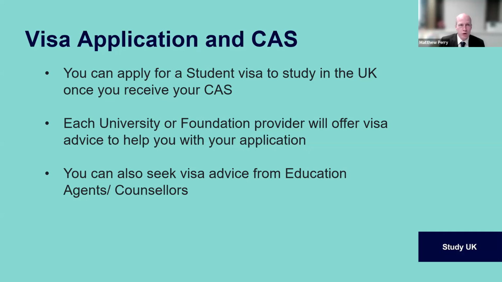So once you've got your CAS, you can then apply for your student visa. Each university or foundation provider will offer you some assistance around this. It can be quite a complicated process, so do allow plenty of time to do this. And you can always seek advice from an educational agent or counsellor if they're helping you with your application process as well.